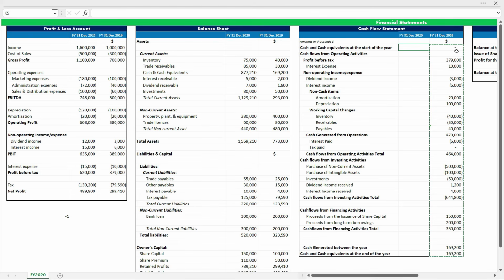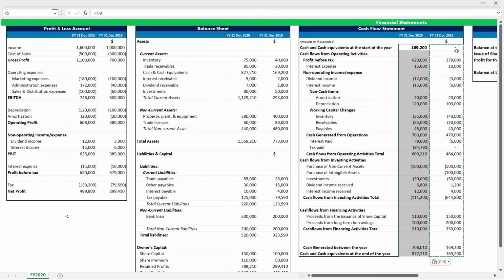Now let me copy and paste the values here, and once I do that you can see my cash flow statement has been prepared. The closing cash has become opening cash, and all the values are here, and my closing cash and cash equivalents have been calculated as 877,210, and this is exactly the cash that I can see in my balance sheet.